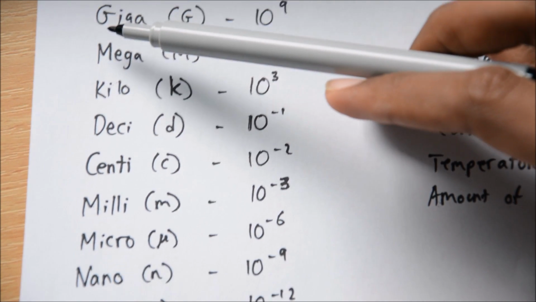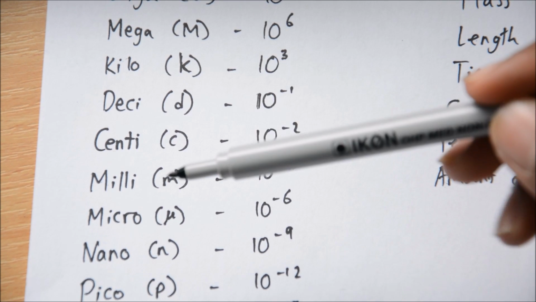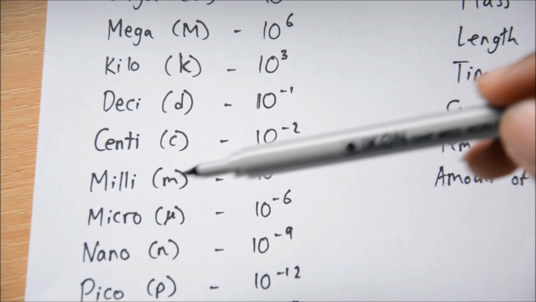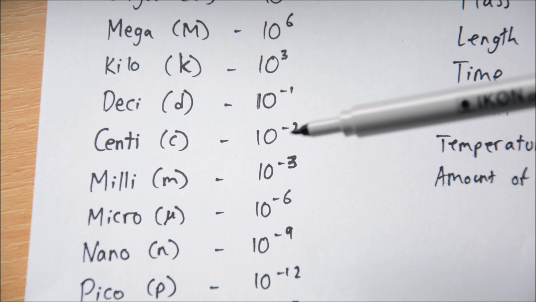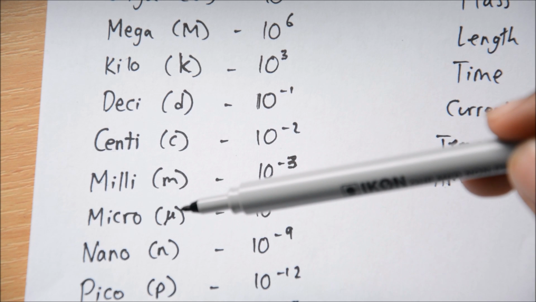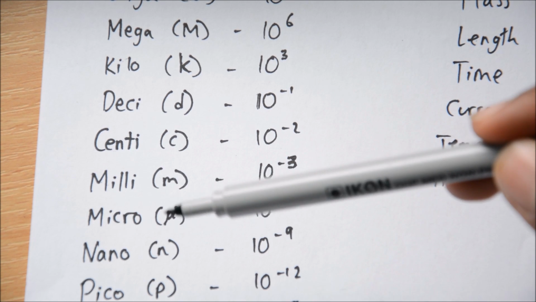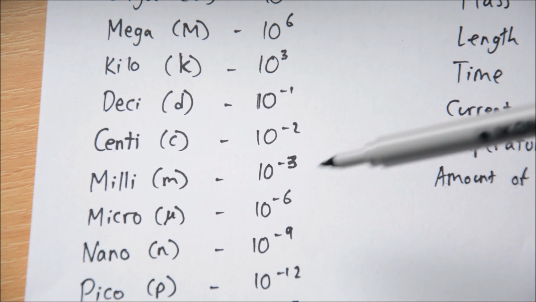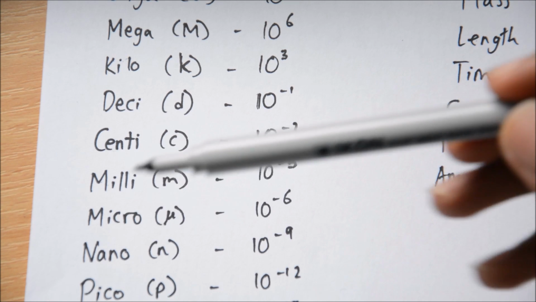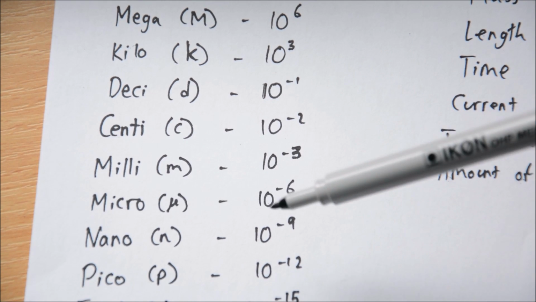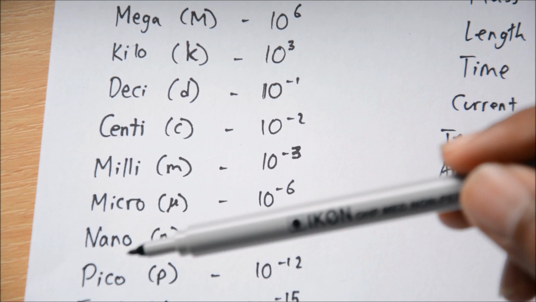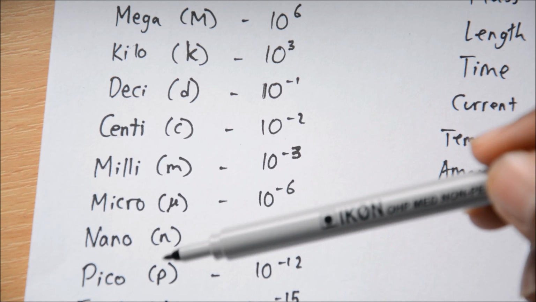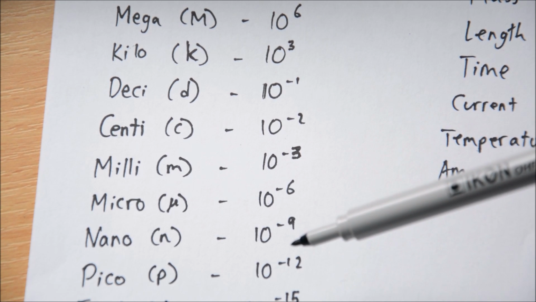We've got some more down here. So we've got milli, which is lowercase m, 10 to the power of minus 3. We have micro, which they use mu or mi, whichever one you want to call it. They use that symbol and it's 10 to the power of minus 6. You have nano, which is a small n, and it's 10 to the power of minus 9. And we have pico, which is lowercase p, and 10 to the power of minus 12.